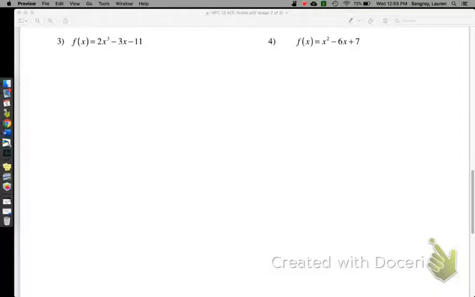Okay, let's look at example number 3. And the first thing we need to do is find the slope of the secant line.